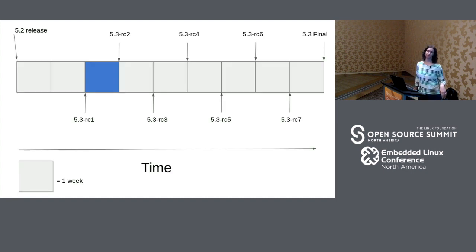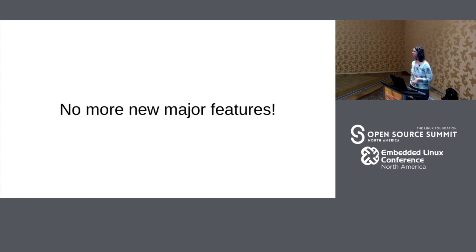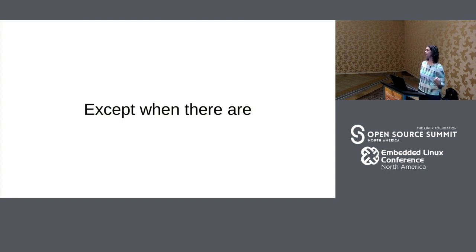Eventually, all good things come to an end, and after 2 weeks, the merge window closes, and Linus releases RC1 off of his master branch. The good news is, at this point, things usually start slowing down a lot. New features are going to stop coming in, except when maybe a feature does try and come in.